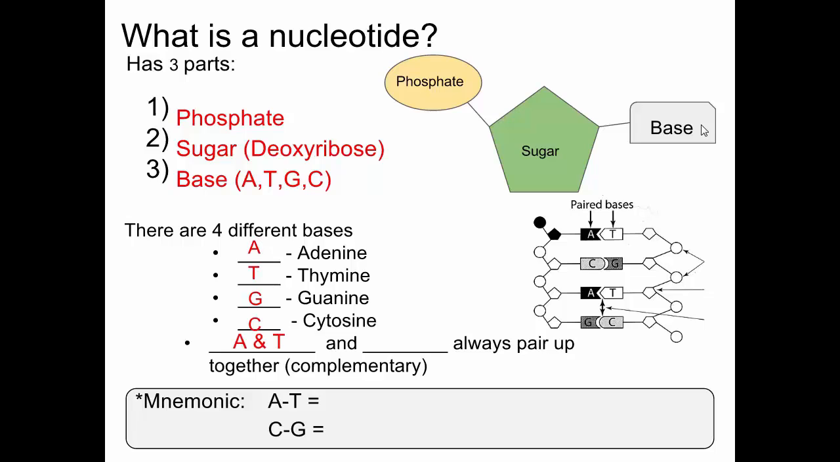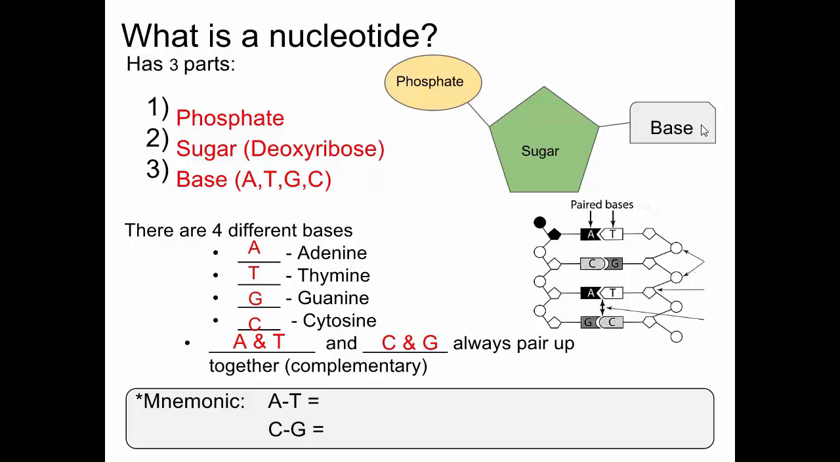A and T and G and C always pair up together. They're called complementary. So you'll always see an A paired with a T on one side and the other of a double helix, and a G and a C always paired up, one side and the other. So you'll never see a G paired with a T or a C paired with a T, G with an A and C with an A. Always A and T will be paired together, one side, the other side, C and G. They're called complementary base pairs.